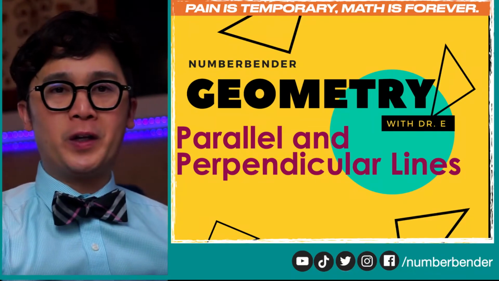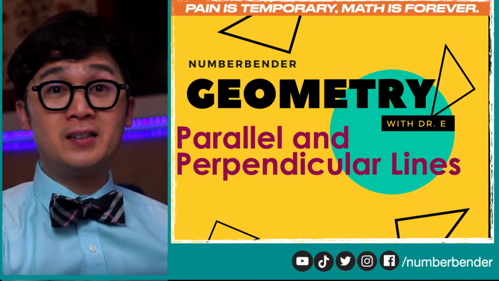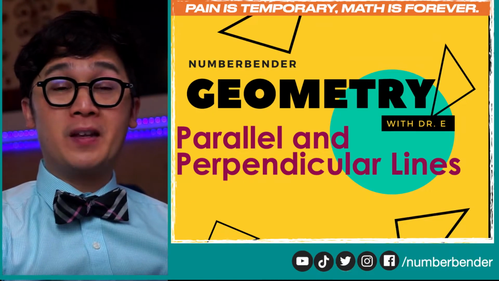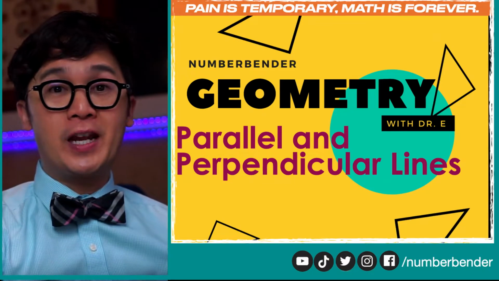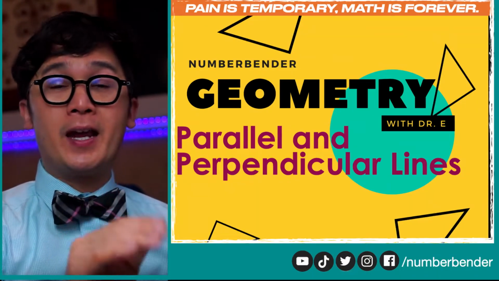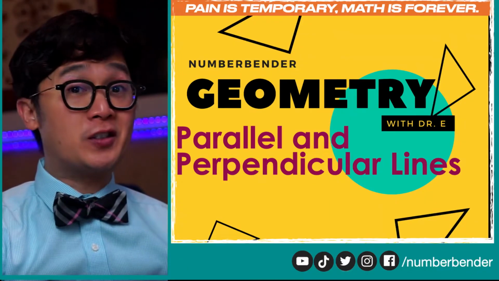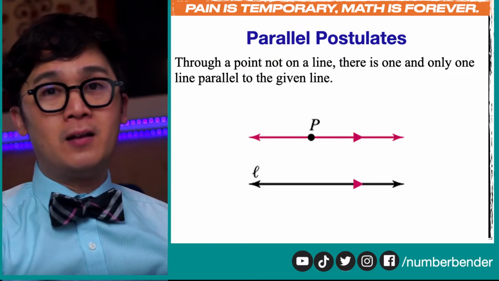In algebra, we know that parallel lines have the same slope, and for perpendicular lines, one of their slopes would be the negative reciprocal of that particular line. And for today, we're going to be using theorems and postulates on parallel and perpendicular lines to answer some problems in geometry. So let's start with the parallel postulate.